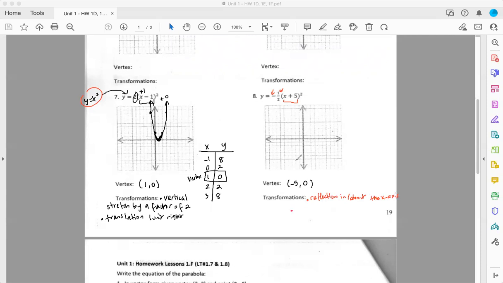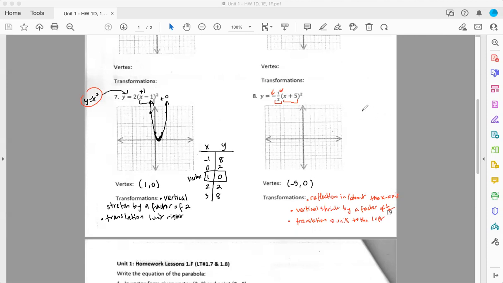The second item is the 1/2. When a, this number in front of the parenthesis, was 2, more than 1, we said vertical stretch. Now it's between 0 and 1. So what do we call that? We call it a vertical shrink or a vertical compression by a factor of 1/2. And then lastly, the x plus 5 is what? Translation. 5 units to the left. And this is it, really. So remember these steps. They're not too bad, right?